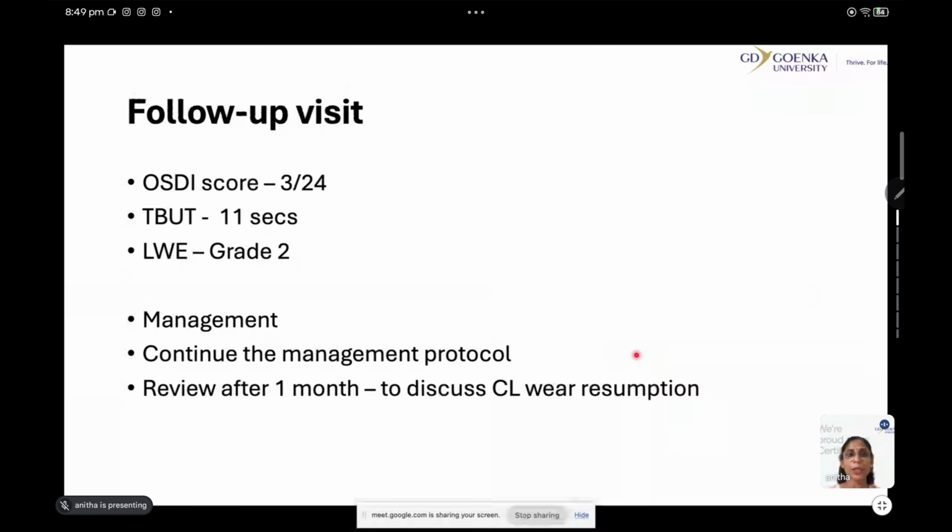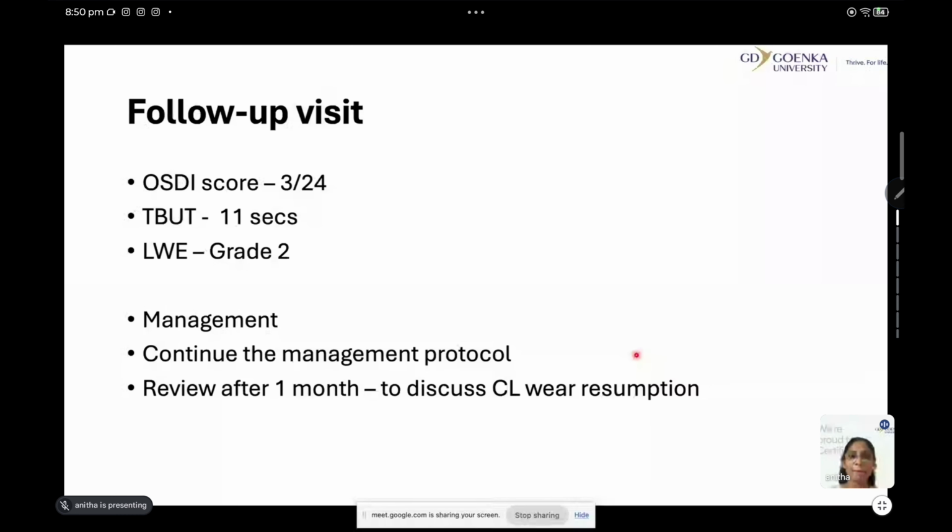At the follow-up visit, we noticed that the OSDI score significantly dropped to 3, which was well within the normal. Tear breakup time also increased. The tear stability increased from, I think, 6-7 seconds to 11 seconds. Lid wiper epitheliopathy from grade 3, or maybe it remained at grade 2, because it takes longer time for lid wiper epitheliopathy to get normalized.